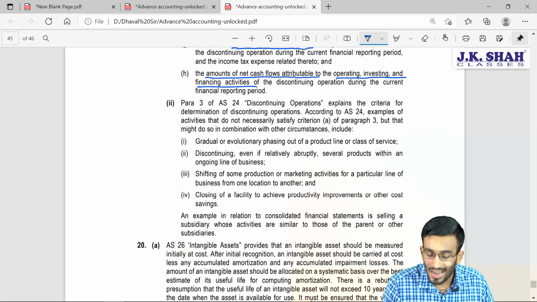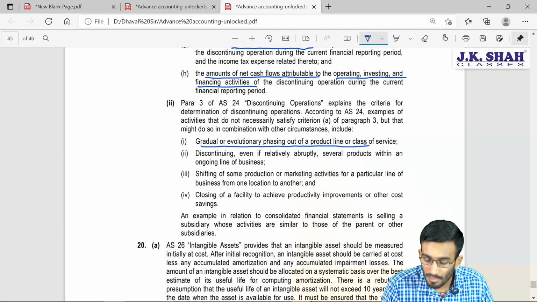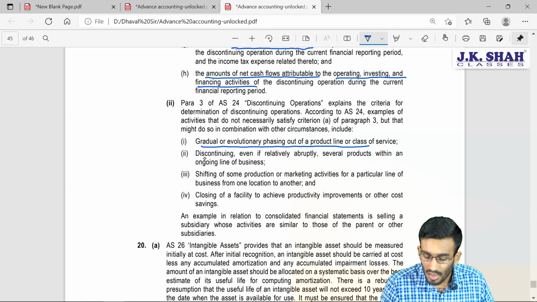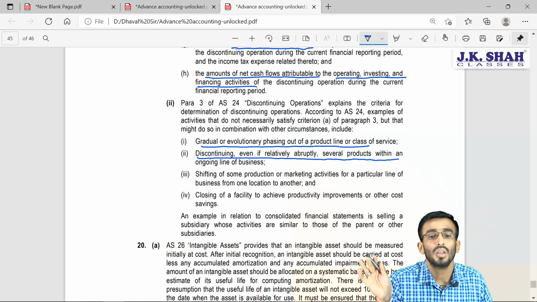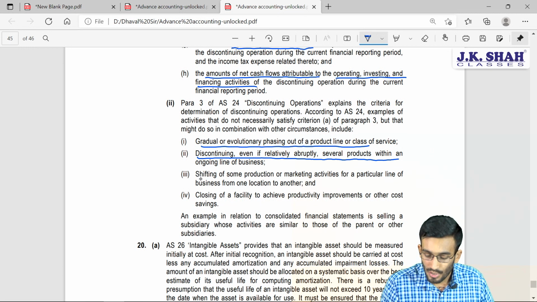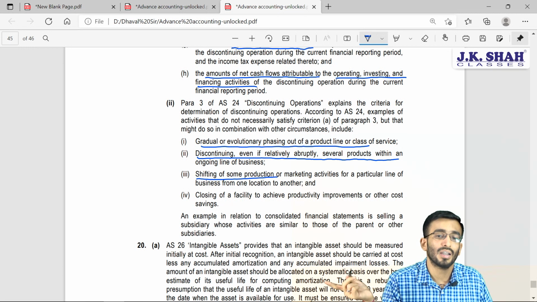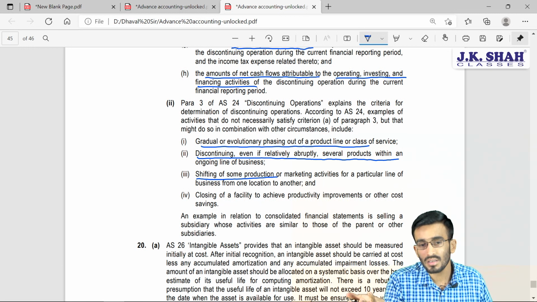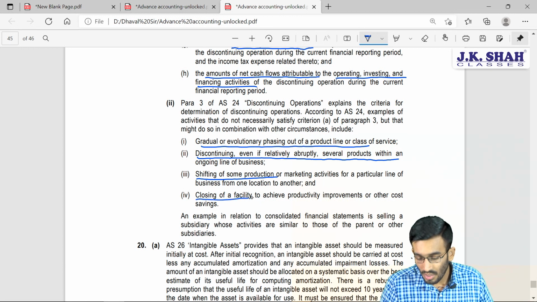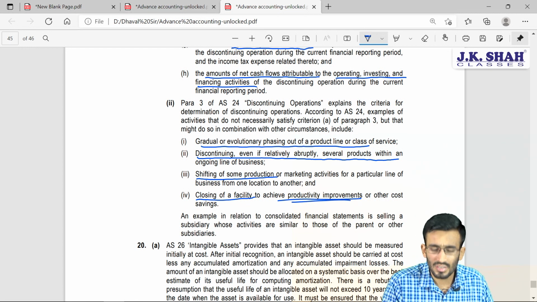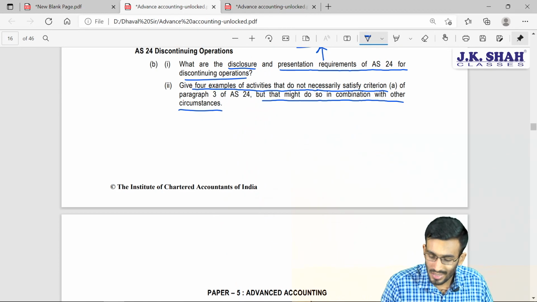First is nothing but the gradual or evolutionary phasing out of a product line or a class of services. Second, discontinuing, even if relatively abruptly, several products within an ongoing line of business. Third, shifting of some production or marketing activities, that cannot be considered as a discontinuing operation. And last, closing of a facility to achieve productivity improvements or other cost savings. So this is purely a theory answer. You can just mention the 4 points and write.